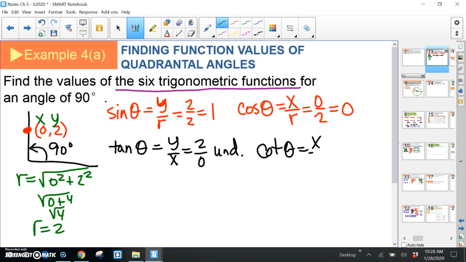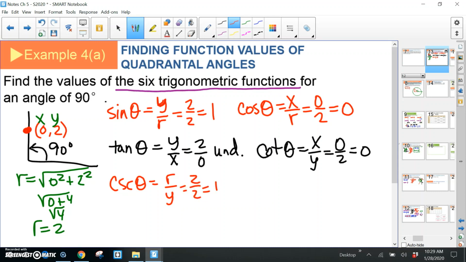Cotangent theta is x over y. 0 over 2 is 0. Cosecant theta is r over y. 2 over 2 is 1. And secant theta, the last one, secant theta is r over x. So we're doing 2 over 0. That's undefined as well. So we've got them all right there.